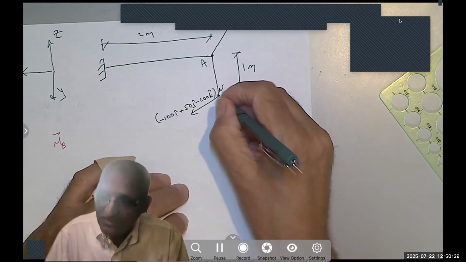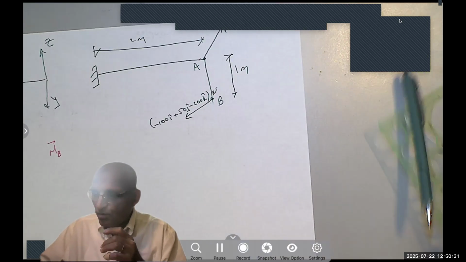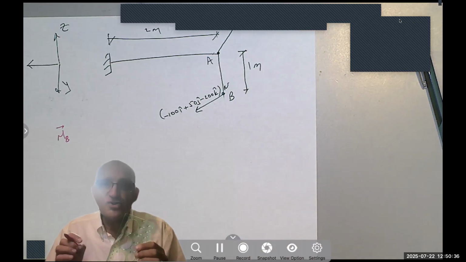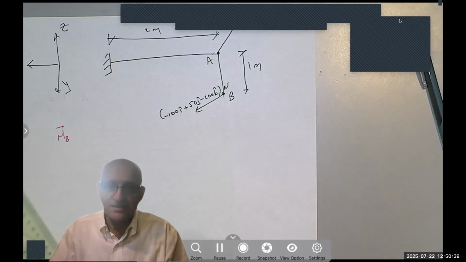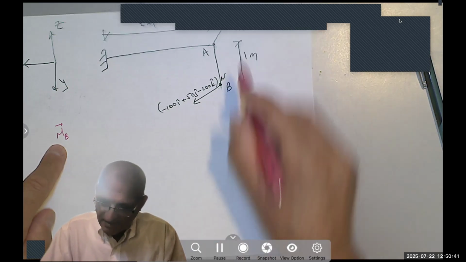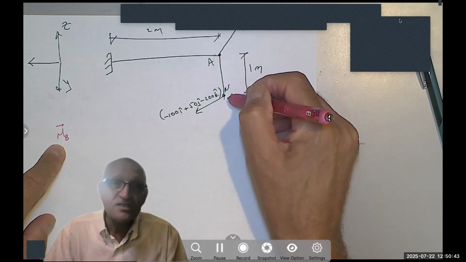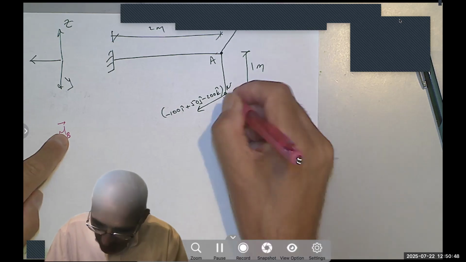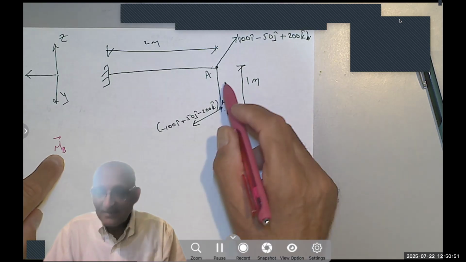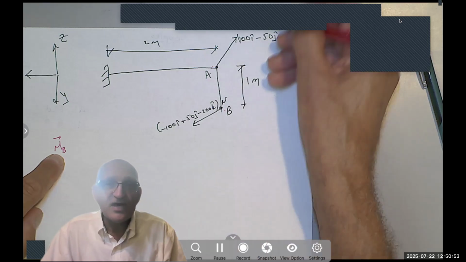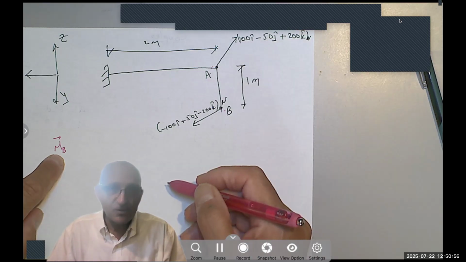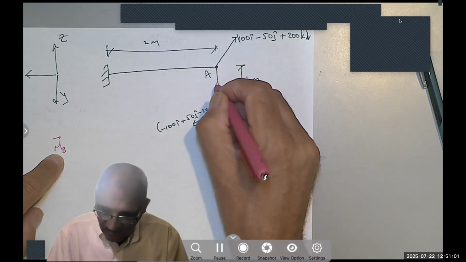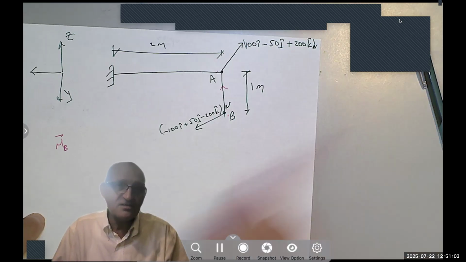Meaning my position vector, I cannot overemphasize that because no matter how many times I say that, I had students who consistently, when they take the moment about B, they say, oh, it's this force, so I use this force. So your position vector always starts where you are taking moment, always ends anywhere along the line of action of the force. Okay?